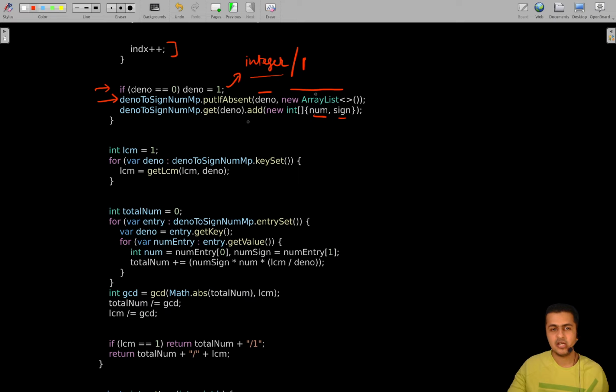Then comes the mathematical part, finding the LCM of the denominators. Okay, LCM of denominators.